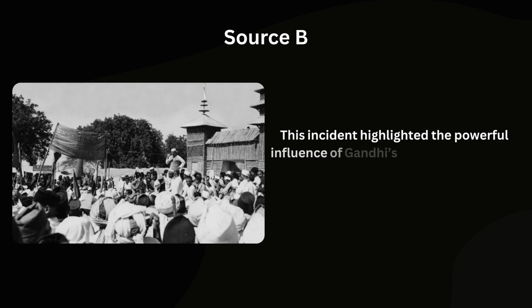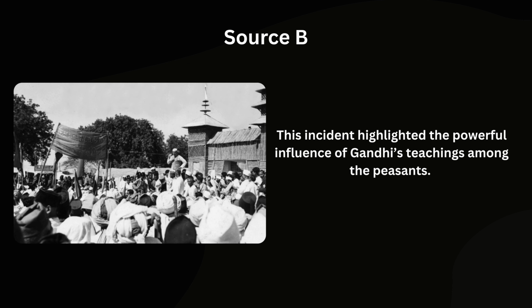But he quickly regained control, inspired by Mahatma Gandhi's ideas and the calmness of the peasants. He spoke to them about non-violence, and they peacefully dispersed. This incident highlighted the powerful influence of Gandhiji's teachings among the peasants. So this was the initial phase when the movement was much more controlled and non-violent.